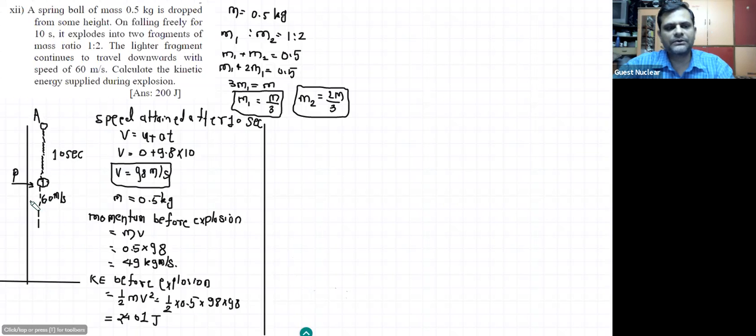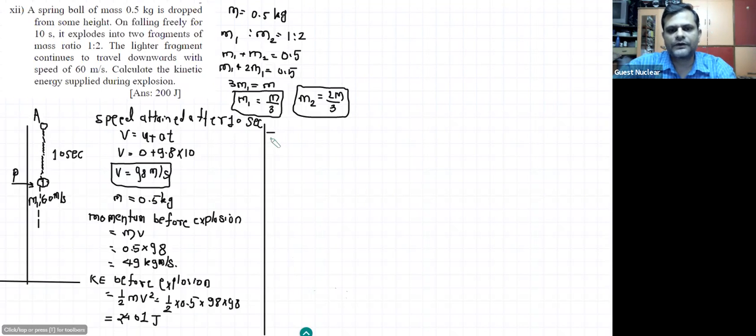Now the lighter part is m1 actually. Okay, this m1 is the lighter part which moves with the same velocity in the same direction, that is of 60 meter per second. So this lighter part is moving with a velocity of 60 meter per second in the downward direction. Okay, then for the second part, the heavier part, to find out its velocity we have to apply the law of conservation of momentum. So in order to do that, we will try to find out the total momentum after the explosion.